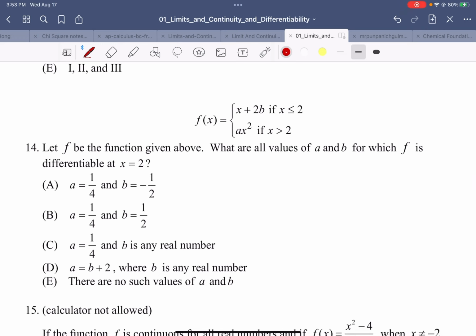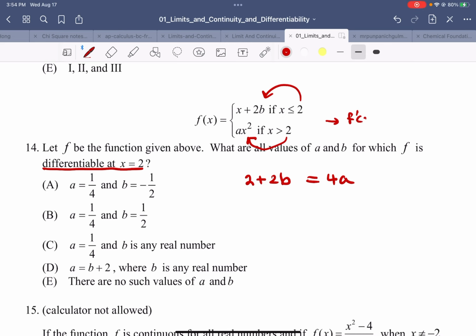This is number 14. Now, f is the function given above, and what are the values a and b? F is differentiable at x equals 2. That means it should be continuous first, right? So to be continuous, you plug in x equals 2 into the first equation and the second equation. On the first equation, when you plug in 2, 2 plus 2b should be equal to, when you plug in 2 into the second equation, a times 2 squared, which is 4a. So leave it like that first.